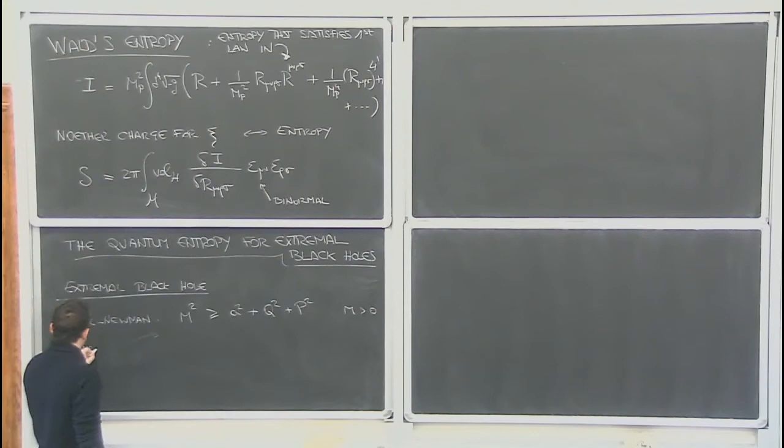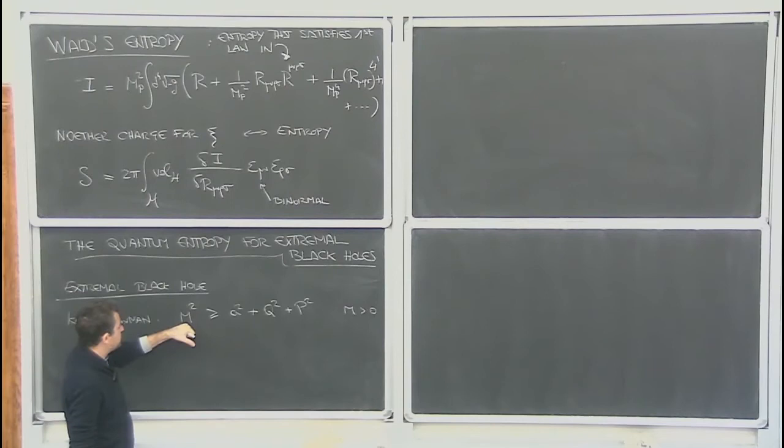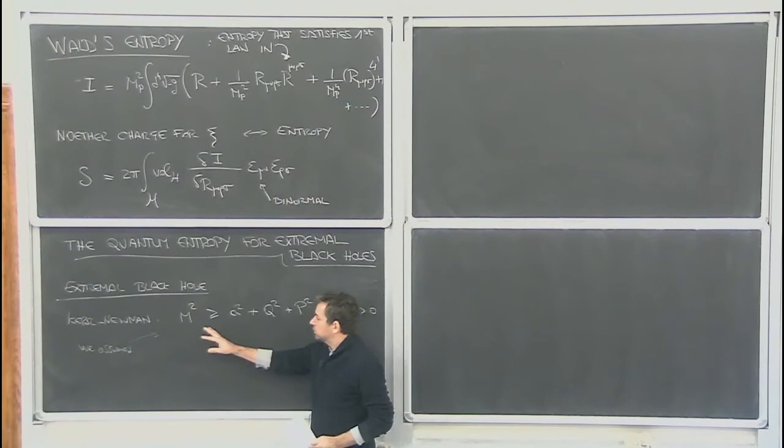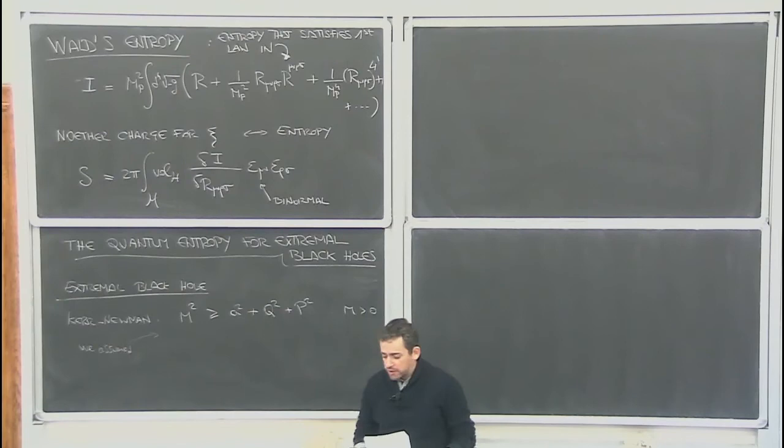Because otherwise the R plus was not larger than the singularity in R equals zero. Now you can take a limit of this condition and saturate the bound. So assume that M squared is exactly equal to this. This is the case where people say you go to extremality. So this is the extremal black hole. It's a black hole of the Kerr-Newman type, for instance, where you saturate this bound. And so that you have matterless.